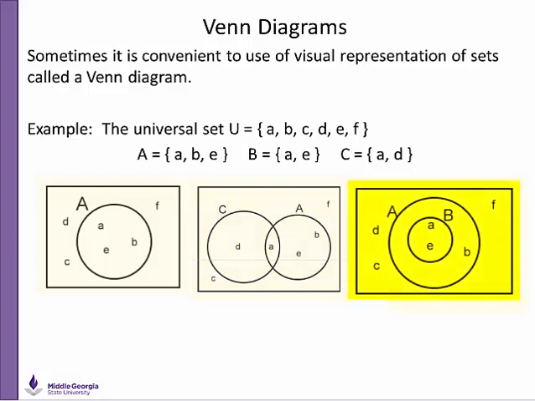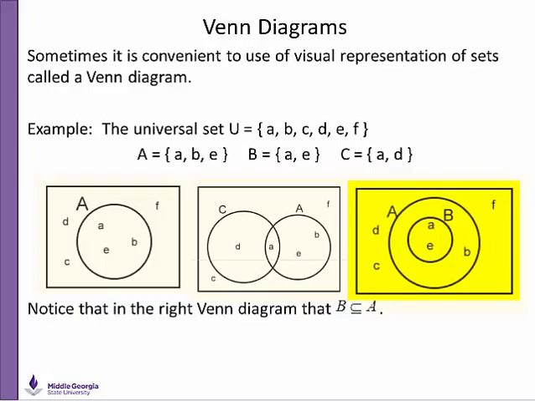In the Venn diagram on the right, we have the same universal set, and we see all the letters a through f inside the universal set. In this case, B is the set containing a and e. A is a set containing not only a and e, but also b. So B is contained entirely within set A, so B is a subset of A.